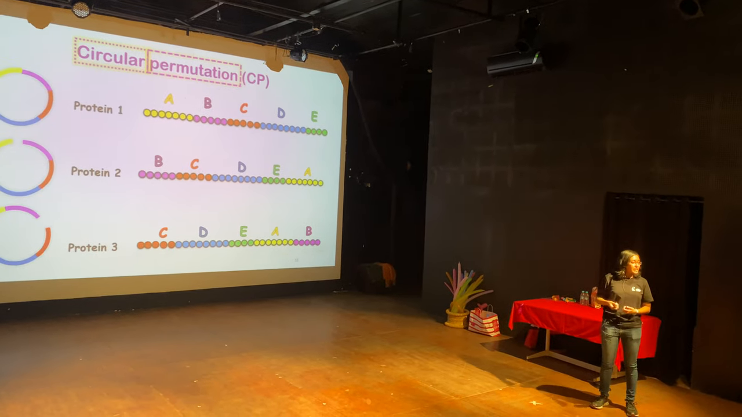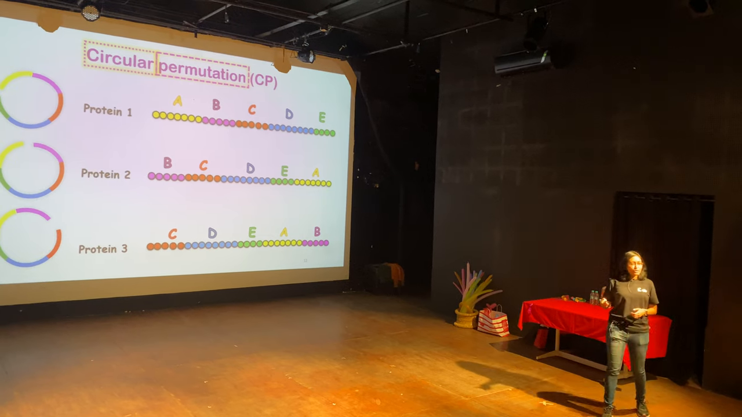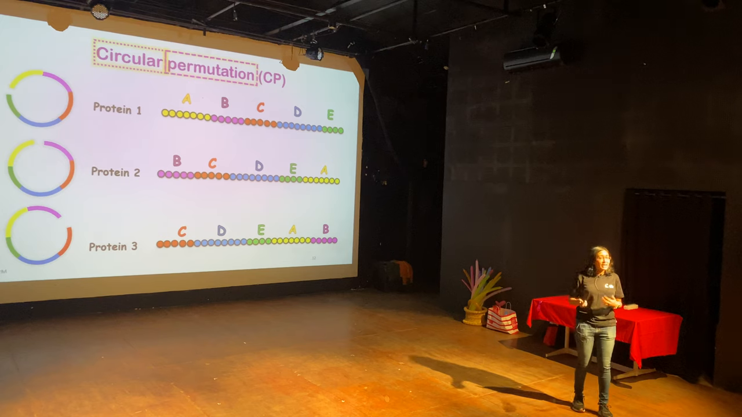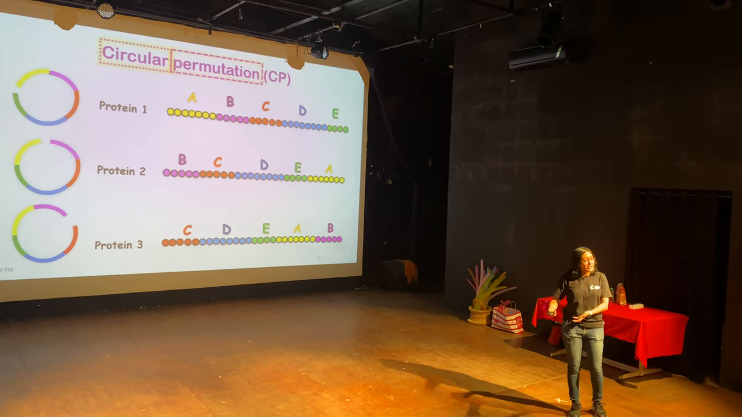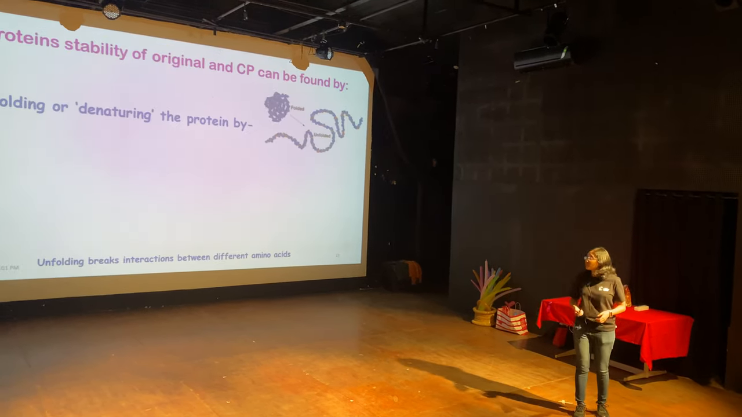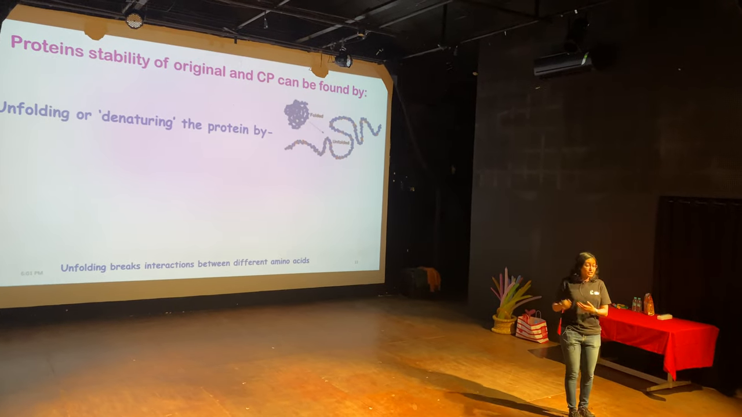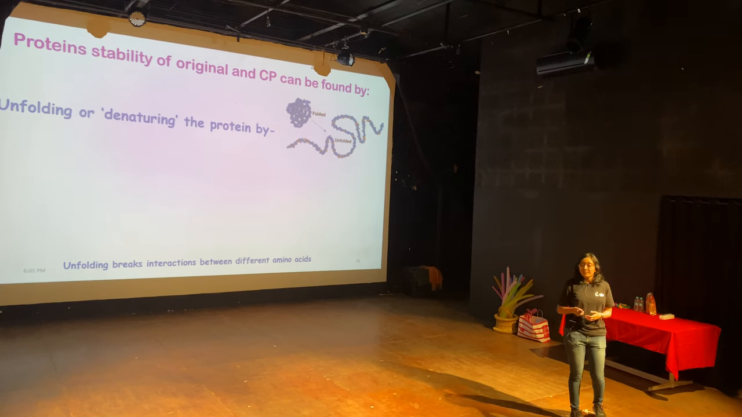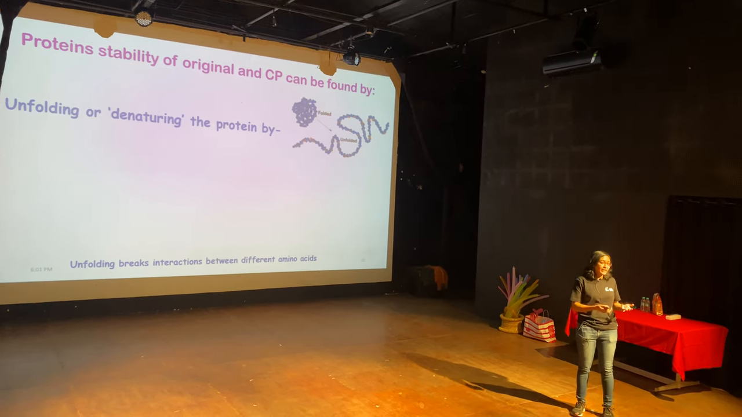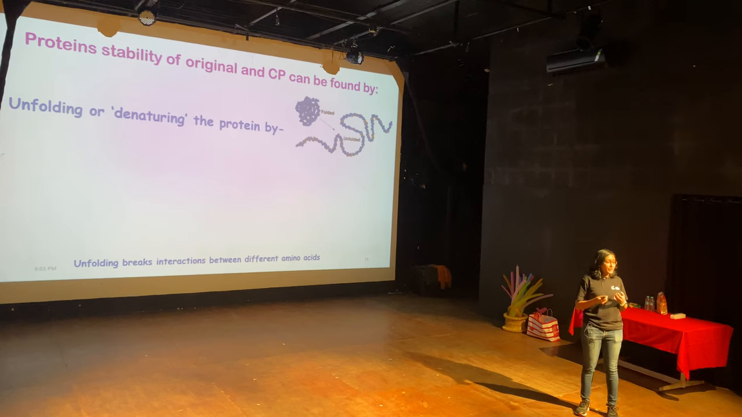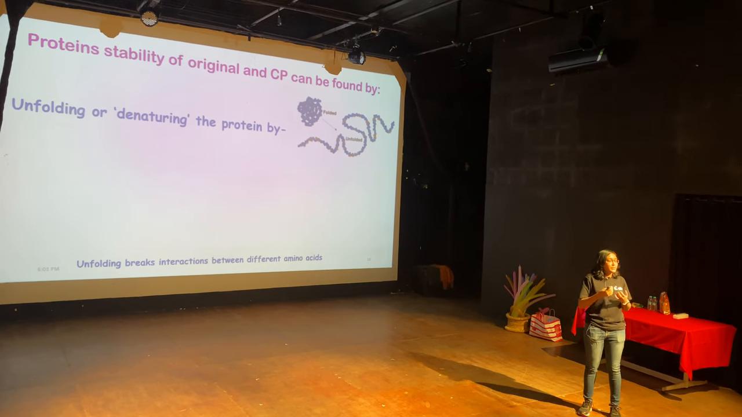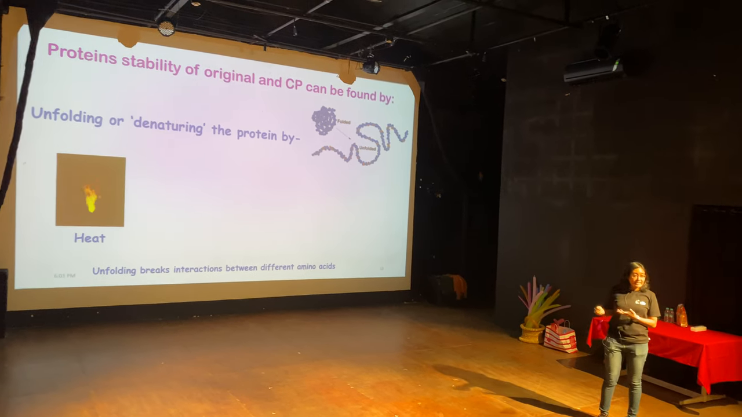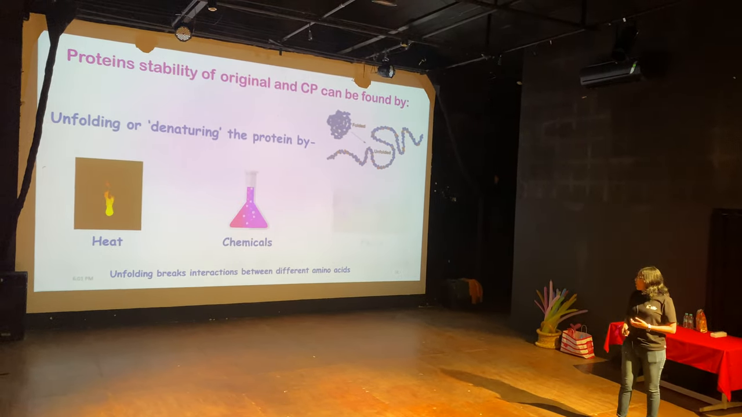Because the arrangement of the amino acids has changed. But now we have made this circular permutant protein as compared to the original protein. But how do we test whether the new protein, the modified protein, is better than the other one? So for this, what we scientists do is we unfold or denature the protein. And this denaturing or unfolding of the protein, we break the interactions between the different amino acids and make the protein linear again. We can do this by heat, chemicals, or force.